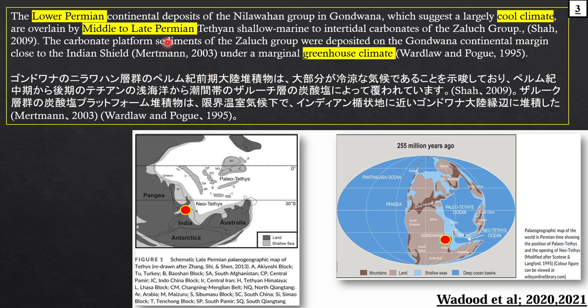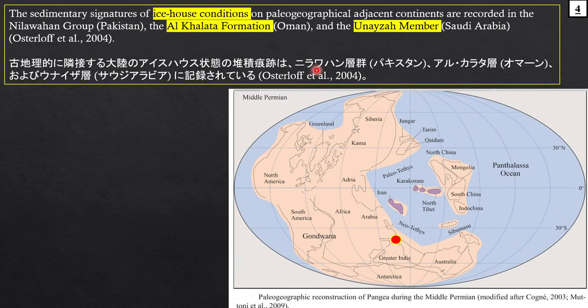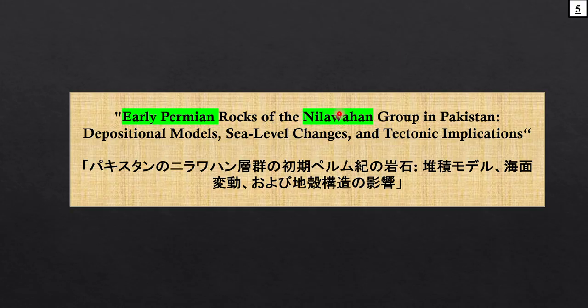And the late Permian rocks, which are the Zaluch Group, Amb, Wargal and Chhidru, a carbonate succession, were deposited in the greenhouse climate. So there is this switching in the climatic condition from the cool climate to the greenhouse climate. The sedimentary signature of this switch from ice to warm is also present in Oman and Saudi Arabia in the following formations and members.